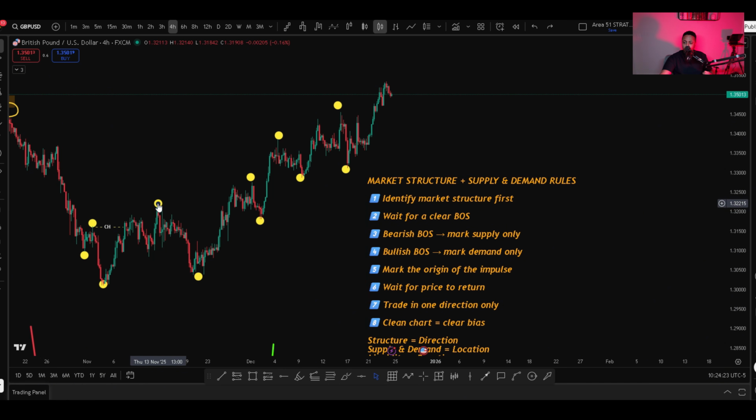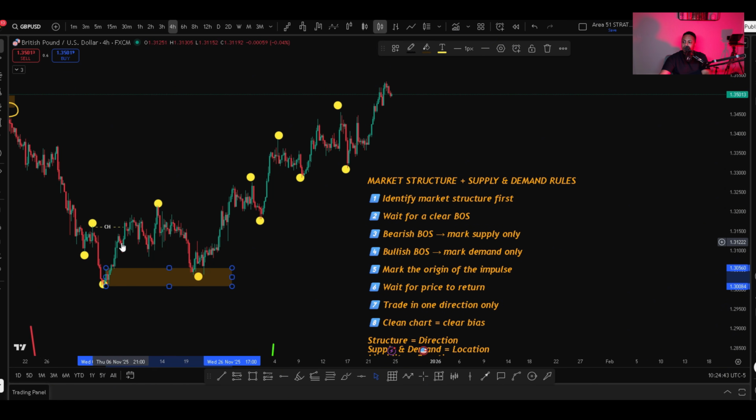Now that we have a bullish break of structure, we're going to be looking for a demand zone. The demand zone is right here. This is the origin of the move right here. So now we're going to go ahead and mark our demand zone.